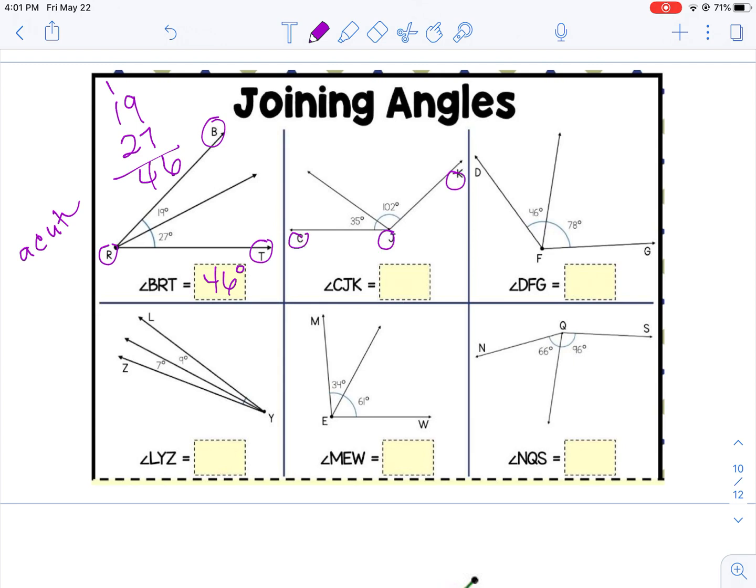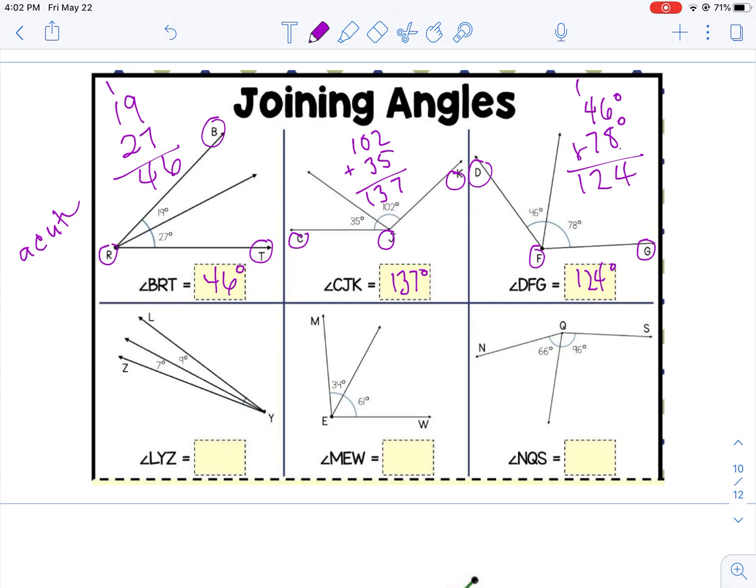Here, we're looking for CJK, and we have this other line, so we're going to have to add these. So we have 102 plus 35 degrees, and we have 5, 6, 7, 3, so 137 degrees. And that would be obtuse. Here we're looking for DFG, and we're going to have to combine those two angles. So we have 46 degrees and 78 degrees, and we add that, and so we have 8 plus 6 is 14. We've got 5 plus 7, that's 12, so 124 degrees.